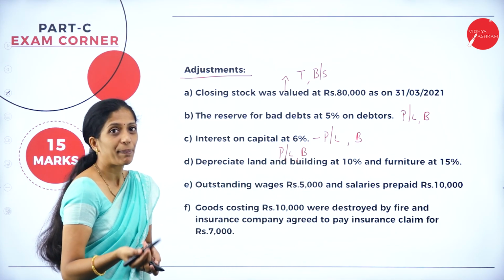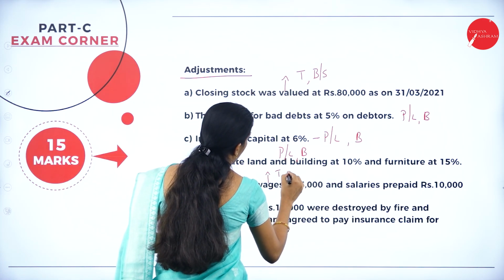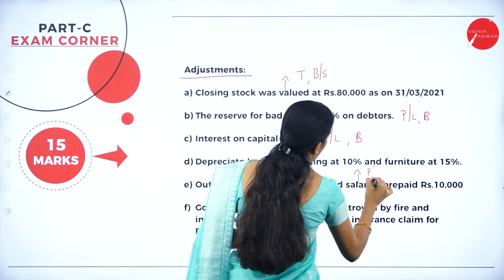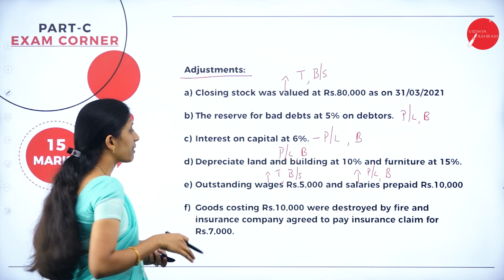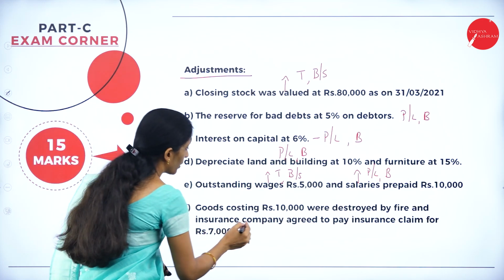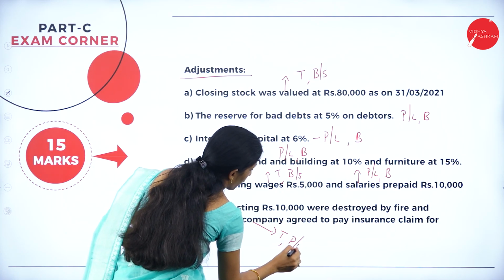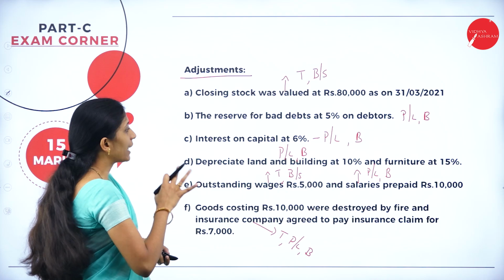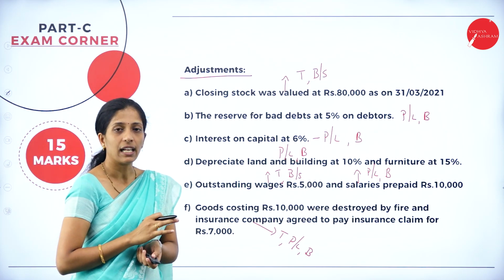Outstanding wages and prepaid salary. So, outstanding wages will take in trading account and in balance sheet. Next, salary will take in P&L account and in balance sheet. Next, goods costing 10,000 were destroyed by fire. So, this comes thrice in your solution. Once in trading account, once in profit and loss account and once in balance sheet. Okay. So, you can go through the previous problem we have already solved so that you can clearly understand here.